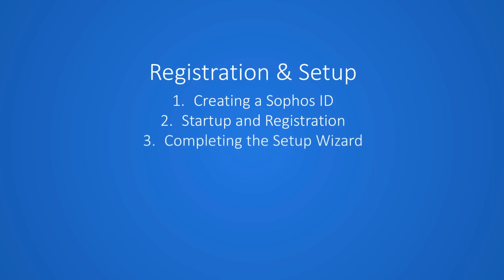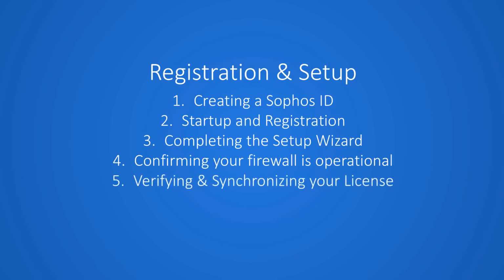3. Completing the setup wizard. 4. Confirming your firewall is operational. And finally, verifying and synchronizing your license. The first thing you'll need to do, if you haven't done so already, is set up your Sophos ID account. If you already have a Sophos ID account, you can skip ahead to the next part of this video.